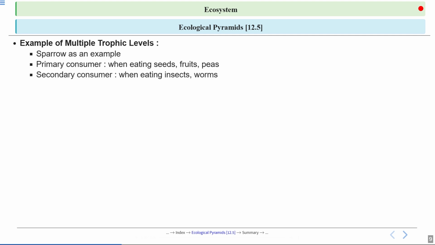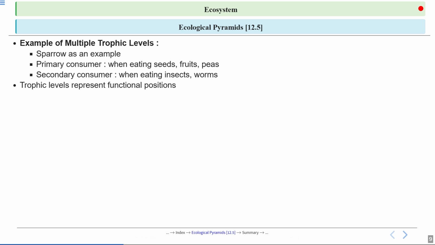Now, but sparrows don't just eat plant products. When they eat insects or worms, they become secondary consumers. Here we can say that trophic levels represent the different roles organisms play in the flow of energy through an ecosystem. So trophic levels are functional.